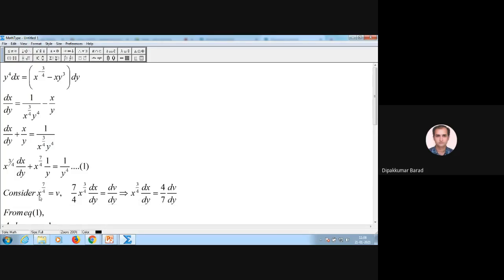Okay, derivative of, see here x is dependent on y. First of all, this is the Bernoulli form with x as the dependent variable. Okay, and we have considered x raised to 7 by 4 equal to v. Now we take the derivative of this. So first we get the power 7 by 4 and then x raised to 7 by 4 minus 1, which I get as 3 by 4, and then dx by dy is equal to dv by dy. Now x raised to 3 by 4 dx by dy is equal to 4 by 7 dv by dy. Clear? Okay sir, clear.